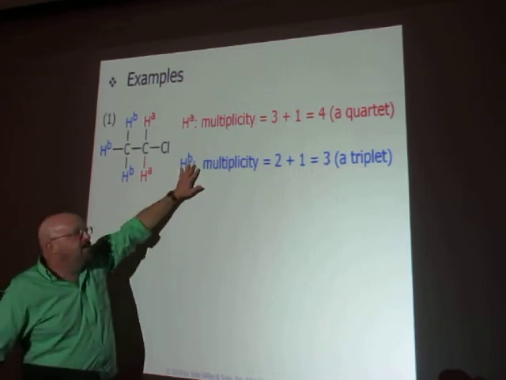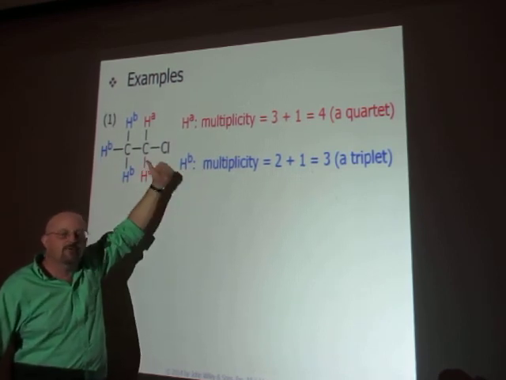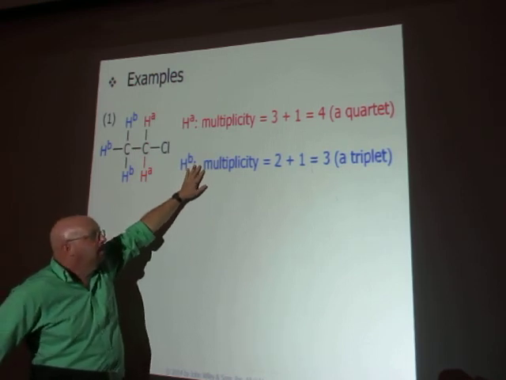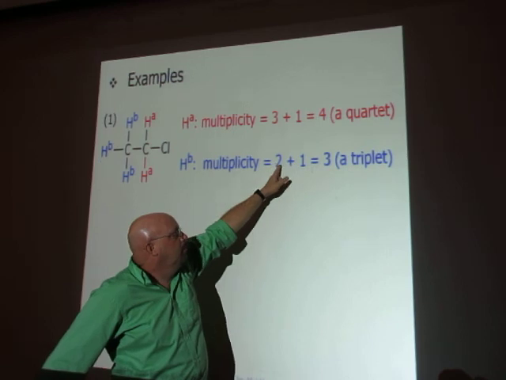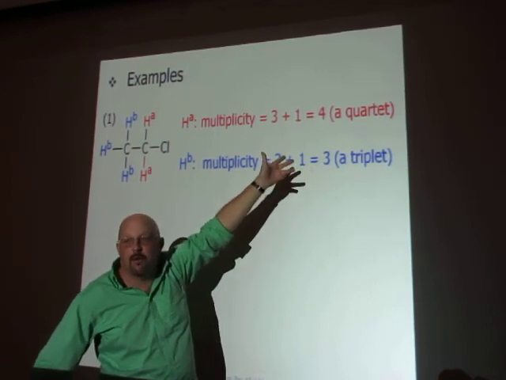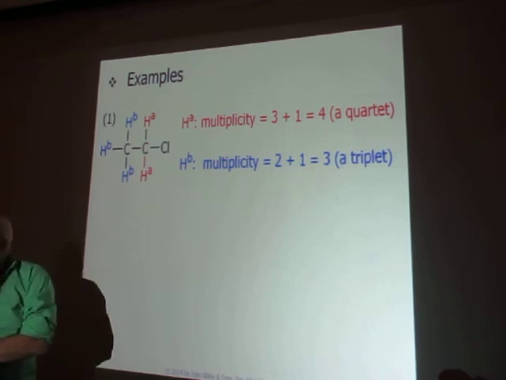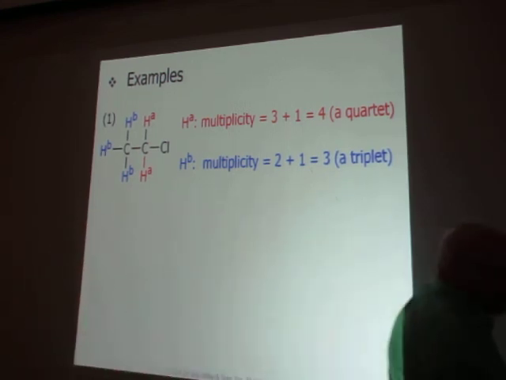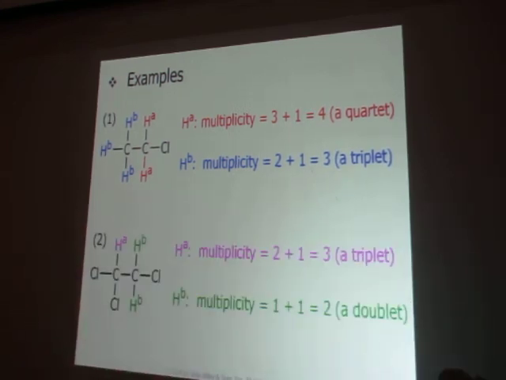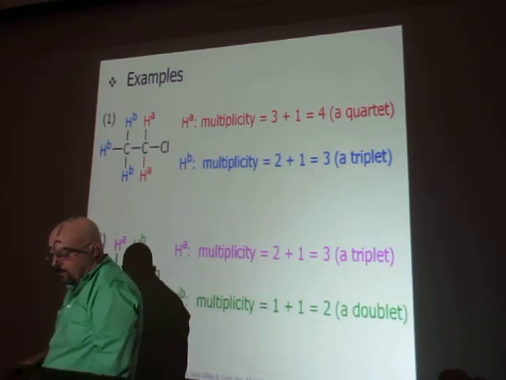Now the blue ones will also give a signal, and they're going to get split by the red ones because they're on an adjacent carbon. They're neighboring. So we've got 2 red ones. We'll plug 2 in for n. 2 plus 1, we see 3 lines, or that's called a triplet. So that splitting tells us what our neighbor looks like. How many hydrogens are on the neighboring carbons?